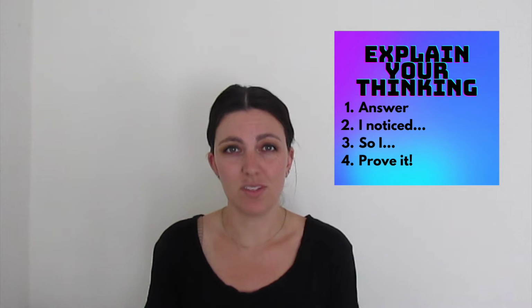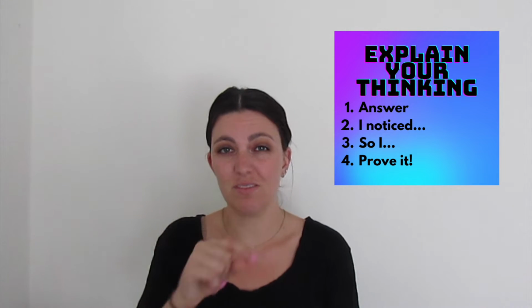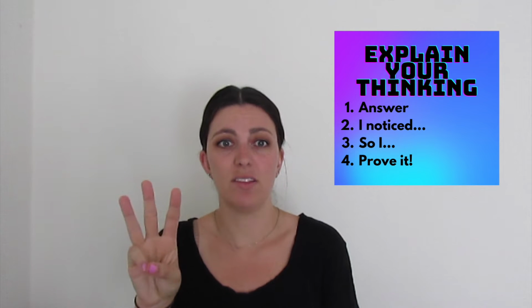Here we go. I've got 4 simple steps to help you do that. Answer the question, write an I notice statement, tell the steps, and prove it. Let's break down what these 4 steps mean. Number 1, the answer. Simple, just write the answer. Sometimes it's a yes or no. Sometimes it's the name of a character that's written out in the story problem itself. Sometimes it's a number. Make sure you include that answer in a complete sentence.